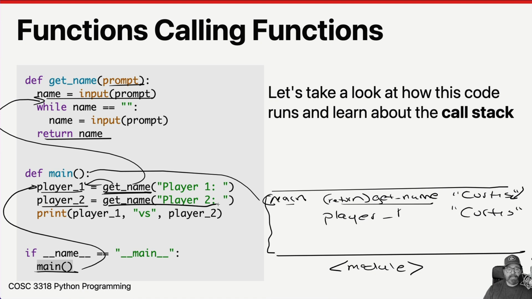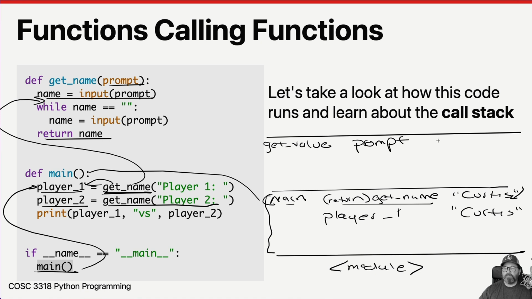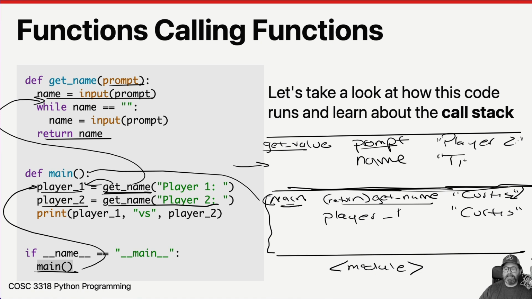Then we get to this get name, and Python adds another value back onto the stack, another frame. That's what they're called. Get value like this. And inside here is where all of the local variables for get value are. Prompt is going to be player 2, like this. At this point, get value has a variable named prompt. Main can't see that because it's inside the get value frame. It's inside that part of the stack. And then we end up getting a name, and that ends up being Timothy.